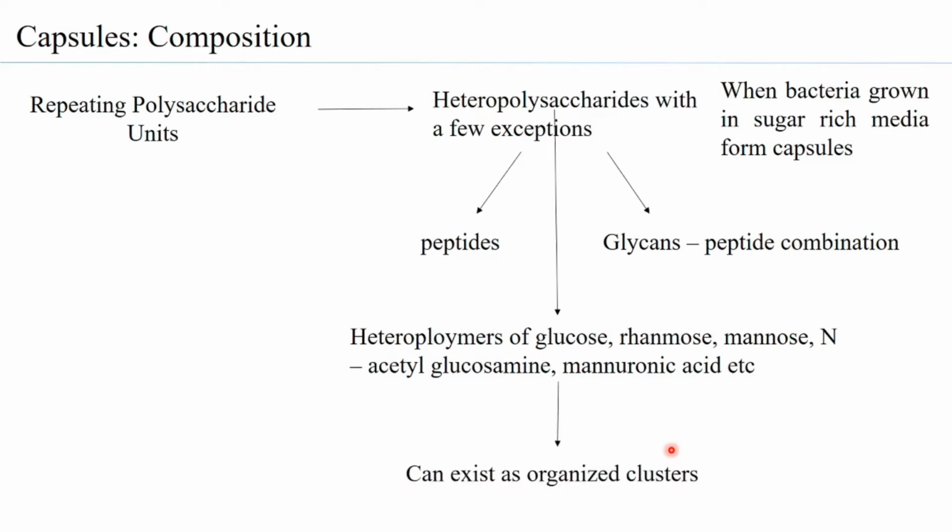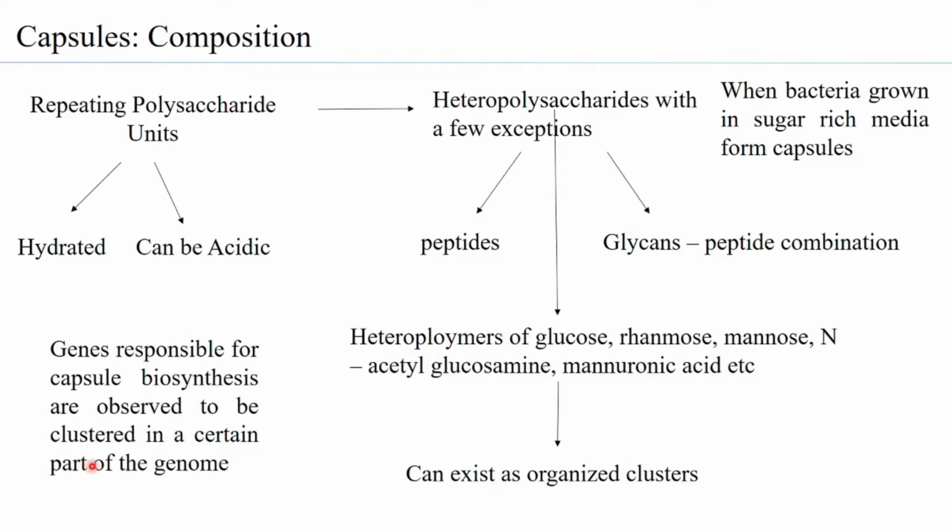There is one other factor that is observed, that because they are polysaccharide units and most sugars have the ability to hold water, and since they are able to hold water they remain hydrated. And also because there are several acid sugars that are present in the capsules, there are many capsules which are or can be acidic. The genes that are responsible for capsule biosynthesis are observed to be clustered in a certain part of the genome. So this is also very interesting.